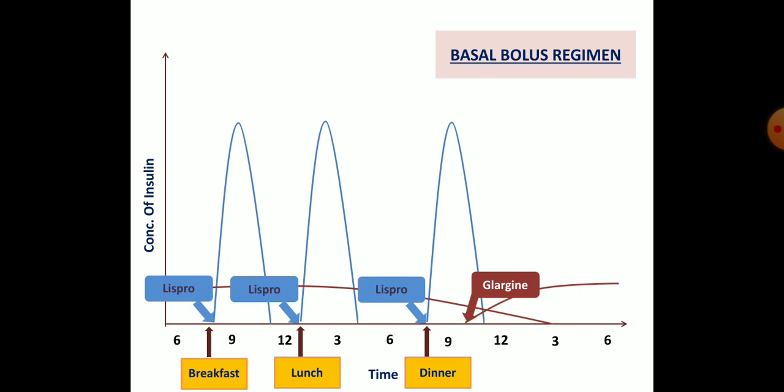Bolus means before each meal, breakfast, lunch and dinner, we are giving a bolus dose of insulin in the form of Lispro, Aspart or Glulisine, and basal insulin we are providing in the form of glargine, a long acting insulin analog, which has a peakless effect. So this is all about the insulin regimes, their timing of administration, their advantages, their limitations.